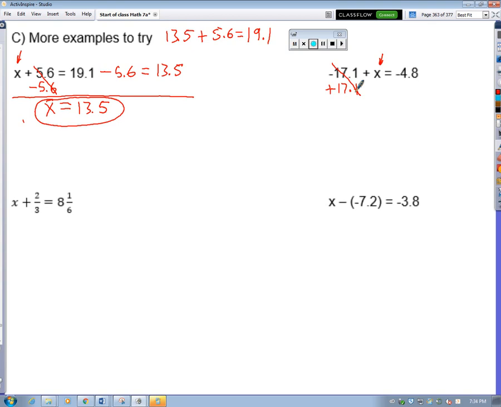Rule of thumb, I have to do the same thing on this side that I do to the other side. I have to do it over here, so I have to add 17.1 to this side, and when I do that it equals 12.3.